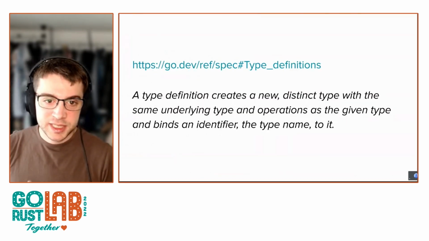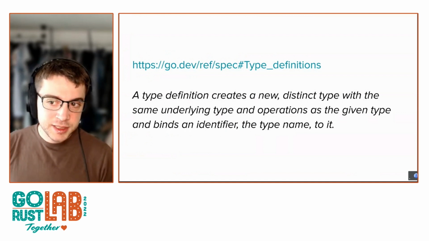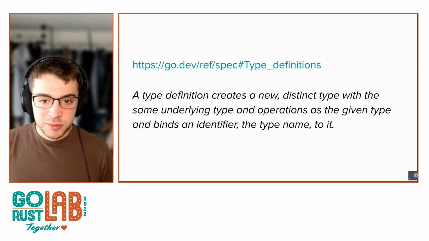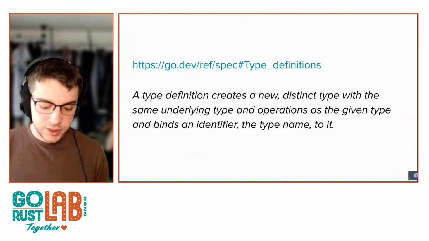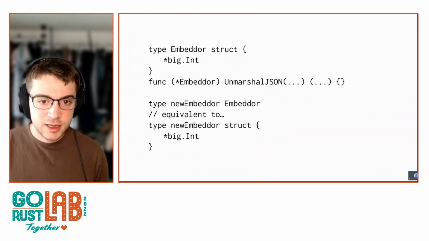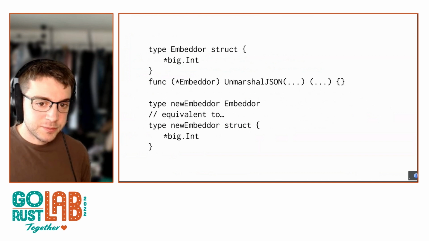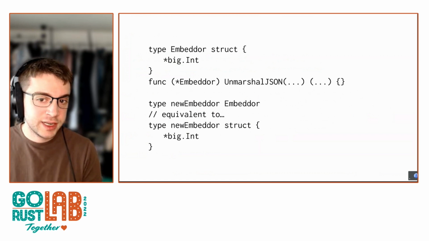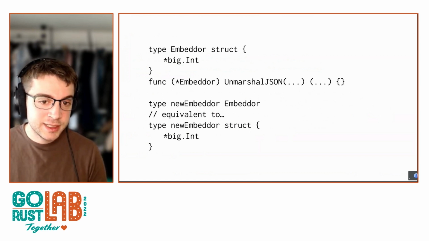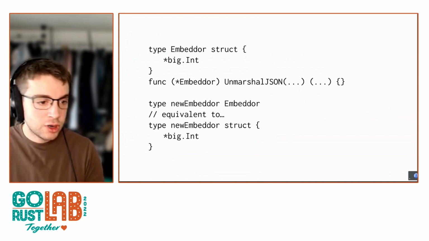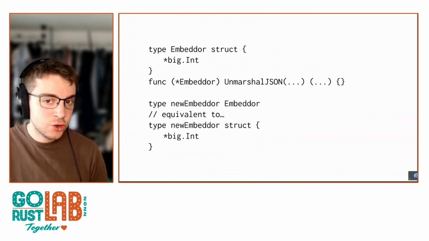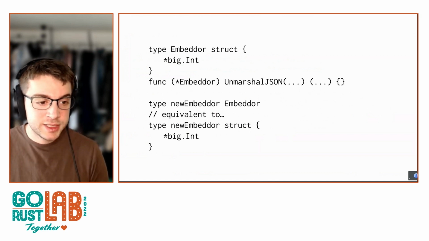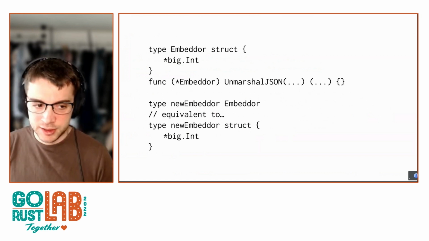The reason why this happens is because a type definition creates a new distinct type with the same underlying type and operations as the given type and binds an identifier, the type name, to it. So in this case, when we declare a new embedder type, we are creating a new name type whose underlying type is the same underlying type as embedder. And what this means is that it's the equivalent of saying type new embedder struct embeds bigint, but it ignores the method on embedder. And the reason is because the method is attached on embedder as a named type and not on its underlying type.